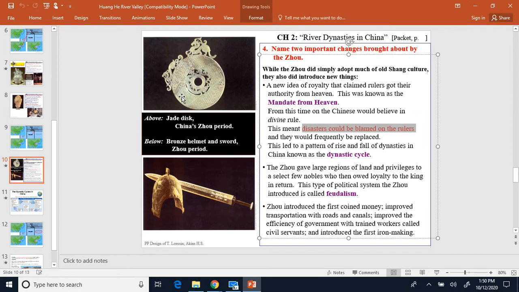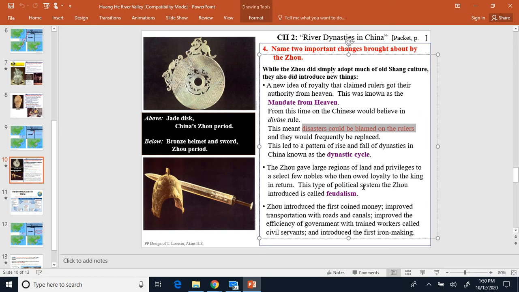So you can see over here in the pictures that we have up here on top, that's a jade disc up there. So at the very top is the jade disc. And on the bottom side, we have a bronze sword and a bronze helmet. So you can kind of see the bronze down there, and you can kind of see the jade up top.